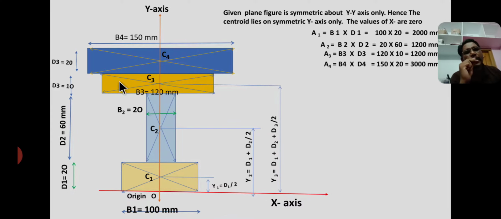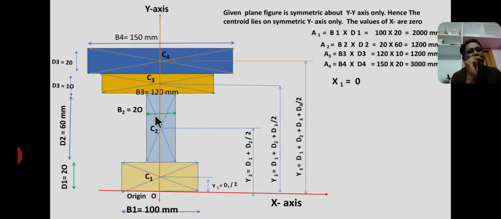Now I am drawing the diagonal lines for the fourth section. C4 is the centroid of the top cover plate. It also lies on the y-axis. Therefore, x4 equals 0 and y4 equals height d1 plus height d2 plus d3 plus d4 by 2. Okay.